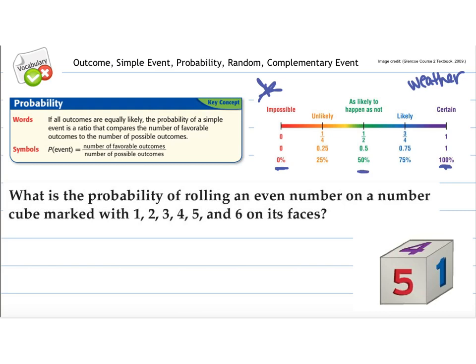If it's 50% probability, that means it's as likely to happen as it is not, right? If I flip a coin, I'm going to get heads or I'm going to get tails. So I have a 50% chance of getting either one. It's as likely I'm going to get a tails as it is unlikely that I'll get a tails. Anything less than 50 becomes more in the unlikely range, and then above 50 becomes more likely.